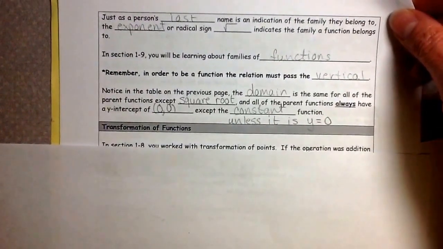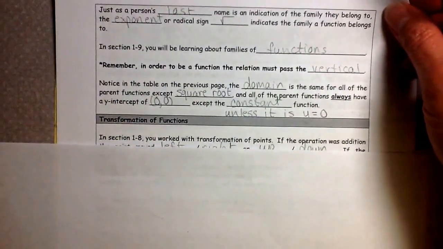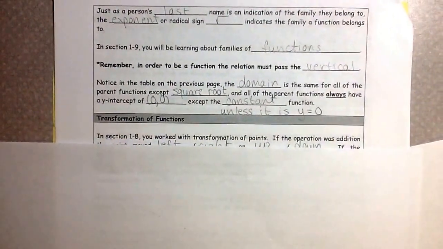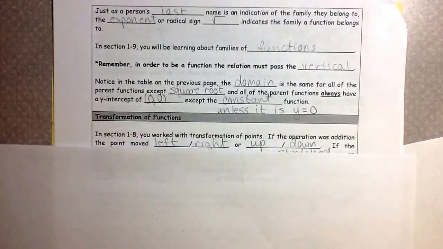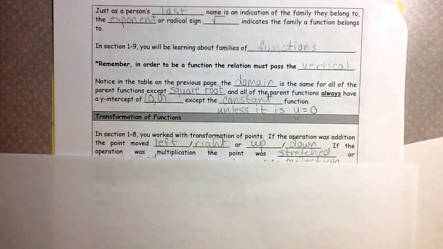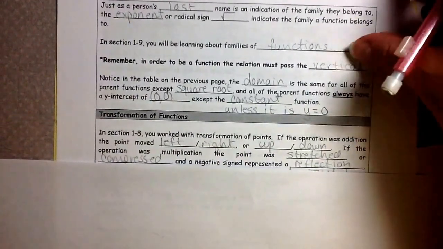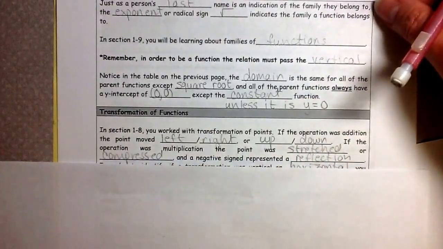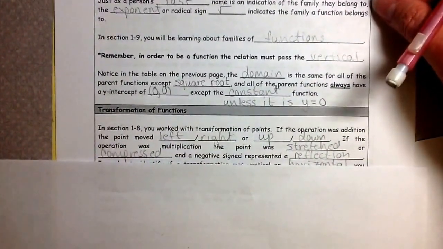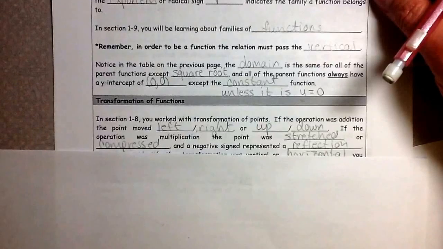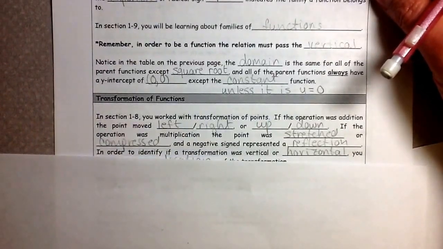So with transformations of functions, in section 1.8 you worked with transformations of points. If the operation was addition, the point moved left, right, or up or down. If the operation was multiplication, the point was stretched or compressed. And a negative sign represented a reflection. So all of those operations, make sure you understand what each one does to the function or to the points.